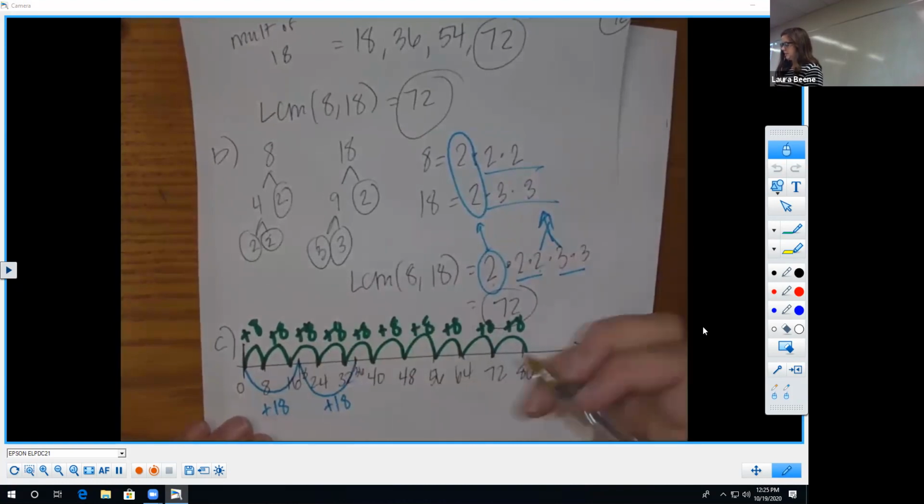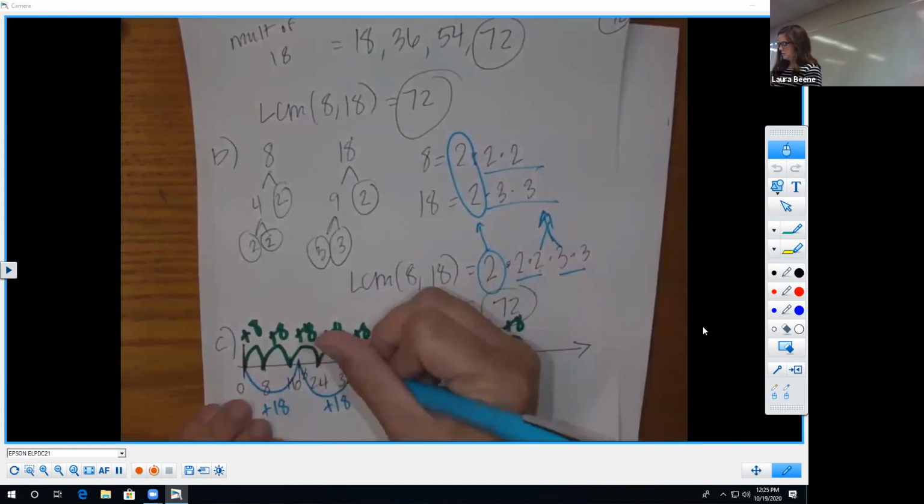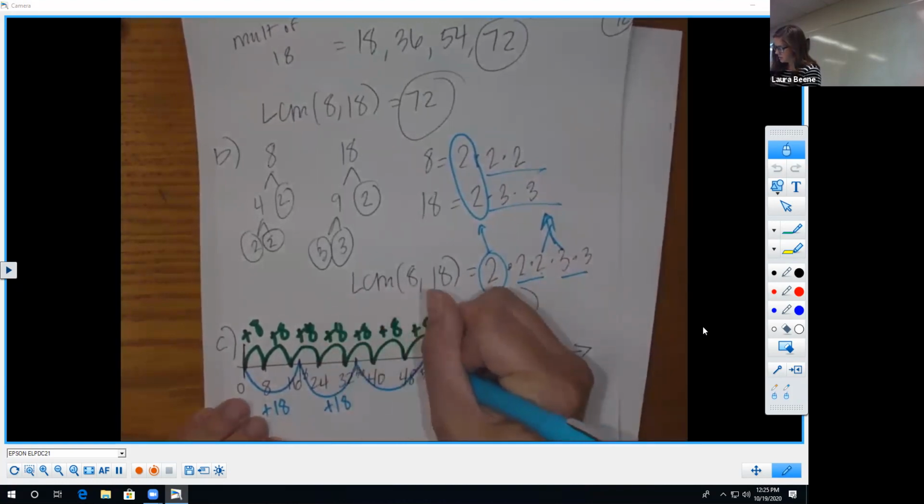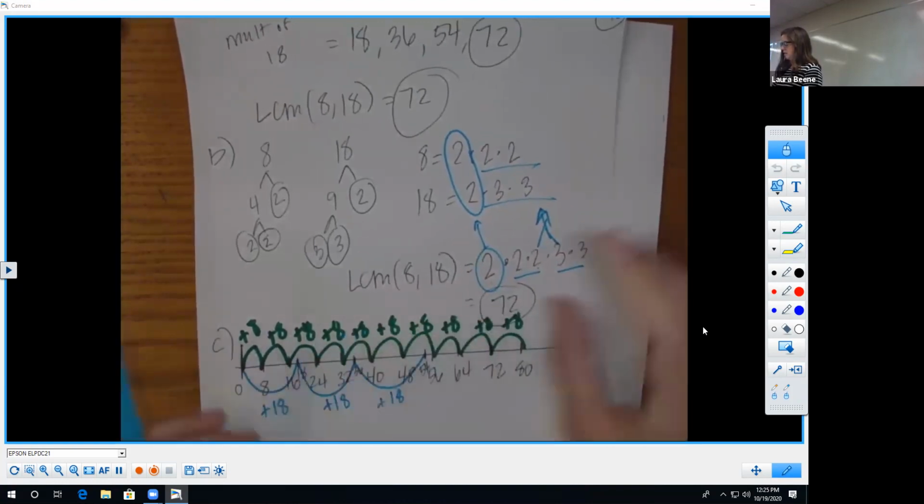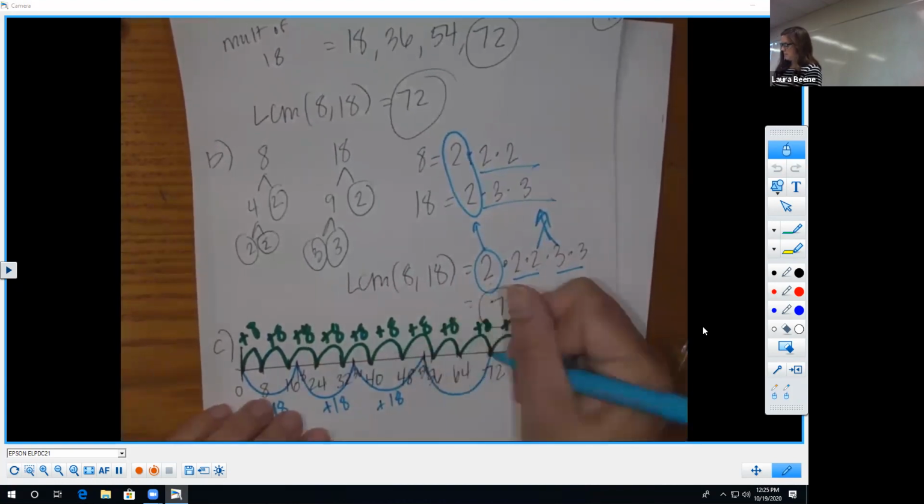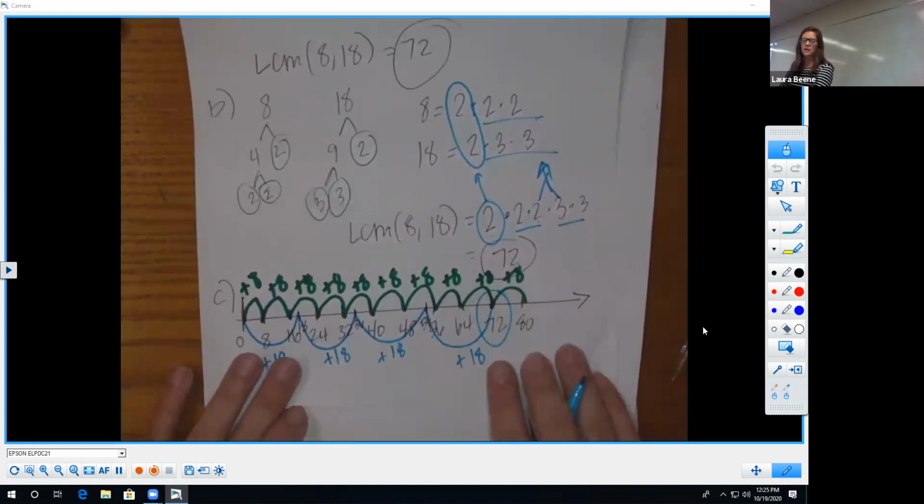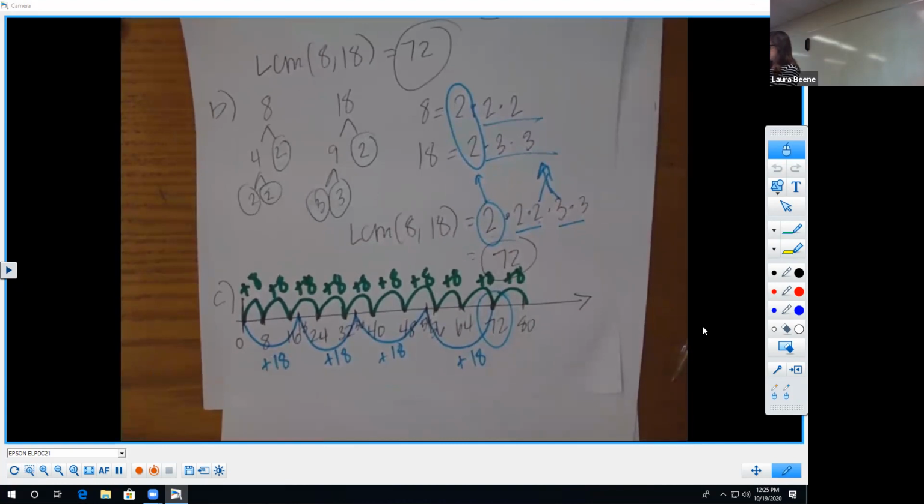The next multiple of 18 is 54, which is right here. So that's the next one. And then the one after that is 72, which I already have, which is right here. So they meet at 72, where they both hit the same number. So the least common multiple is 72.